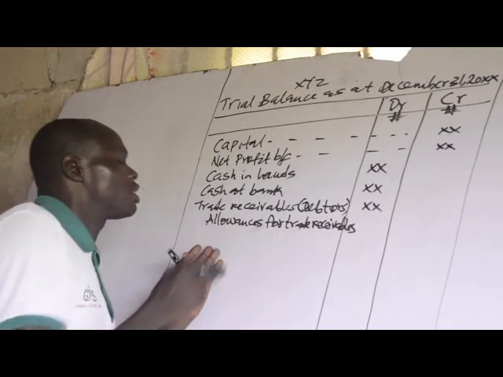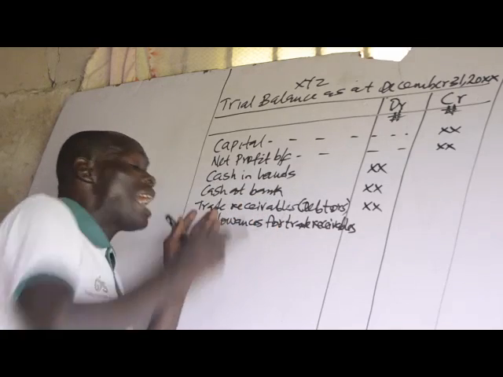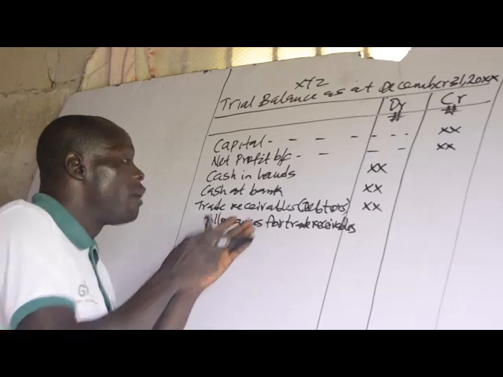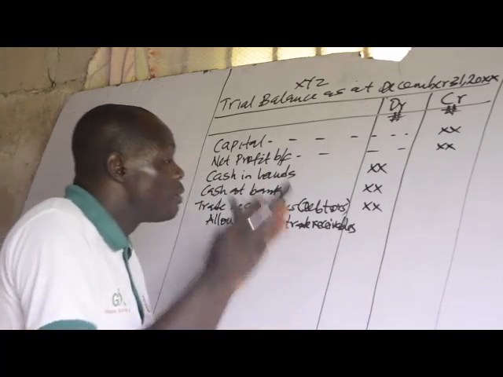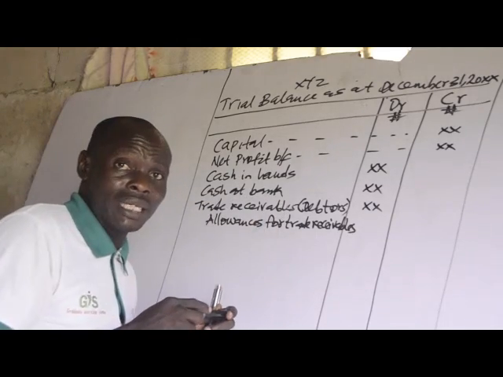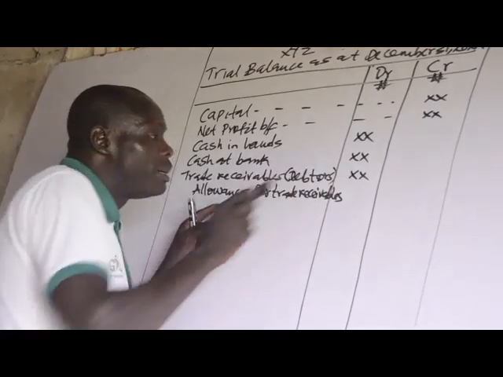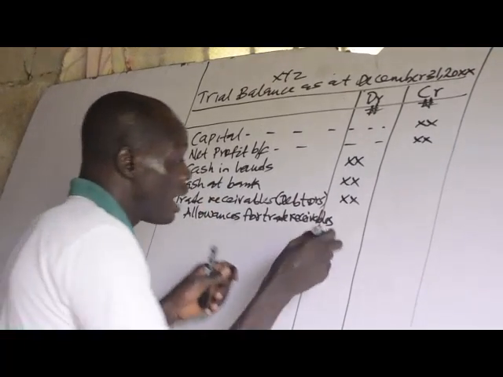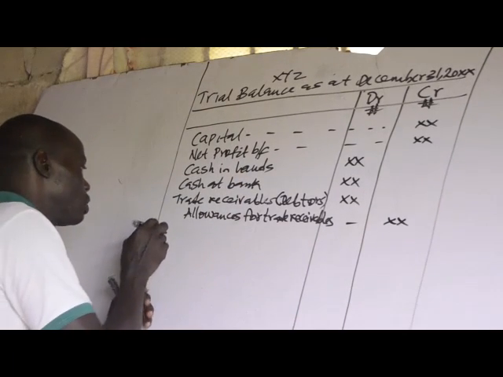Any provision made against a debit balance, that provision will take a credit entry. Or a provision made against a credit balance, that provision will take a debit entry. Trade receivables is an asset, and it is taking a debit entry. Therefore, provisions made against that trade receivables will take a credit entry. So you credit the allowances for trade receivables.